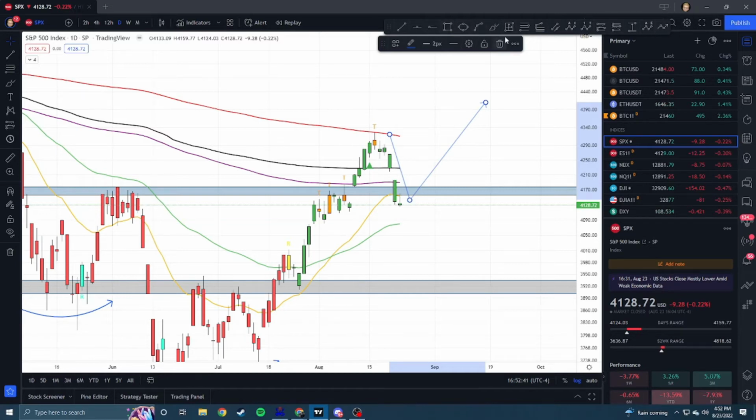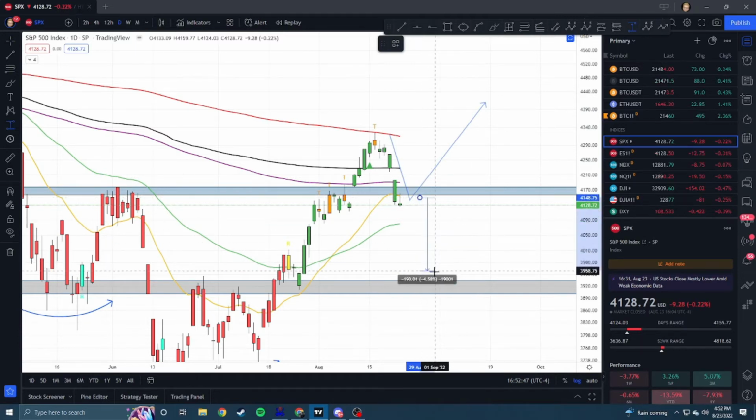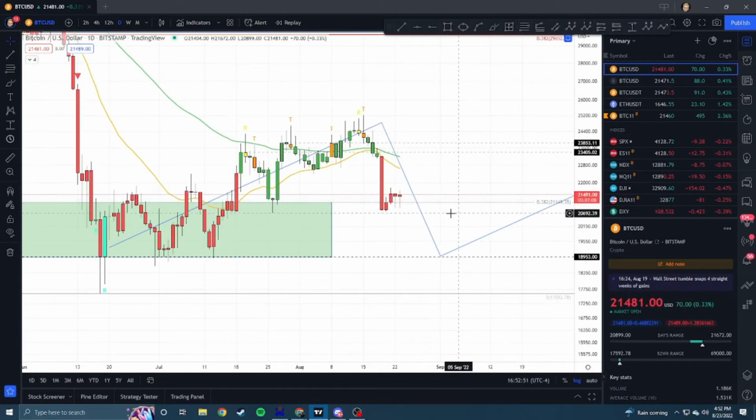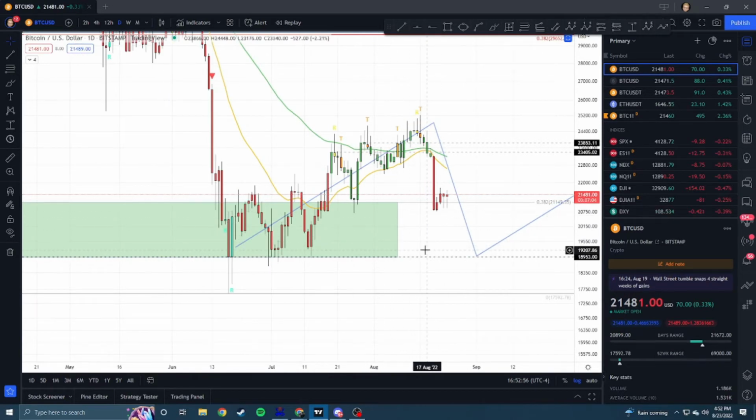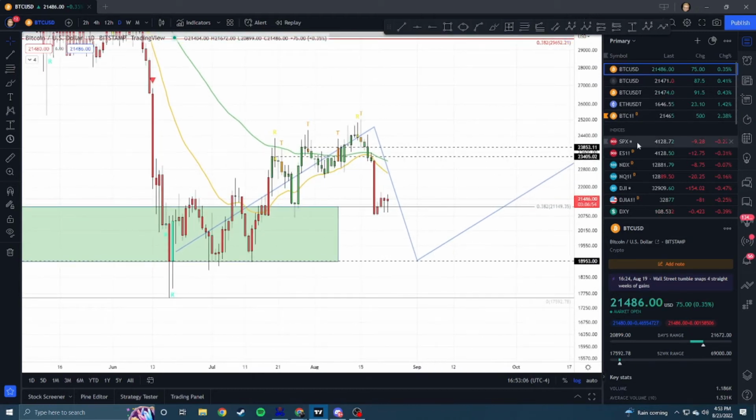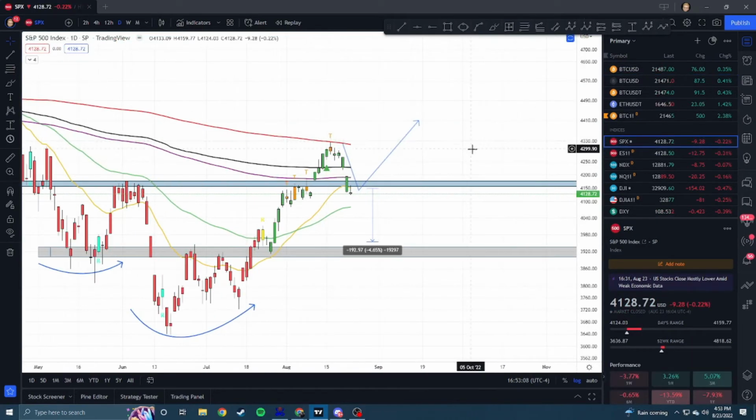And following our one-to-one relationship between the equity market and Bitcoin, this means that my net bias for Bitcoin is also going to be to the downside, potentially lower into this buy zone, maybe equal lows at around 19.2 or 20K at least. So lower. That is the bias that the S&P market is telling me.